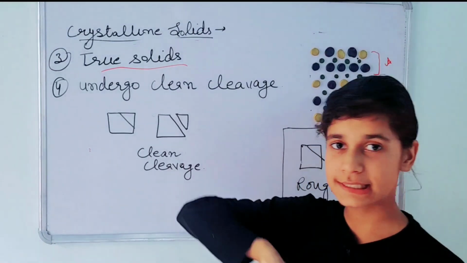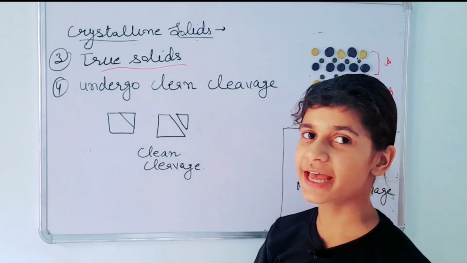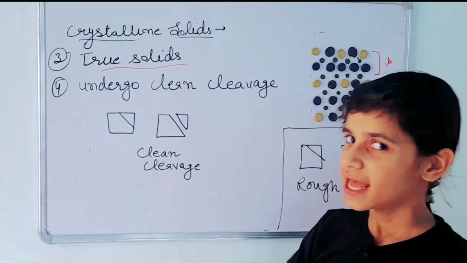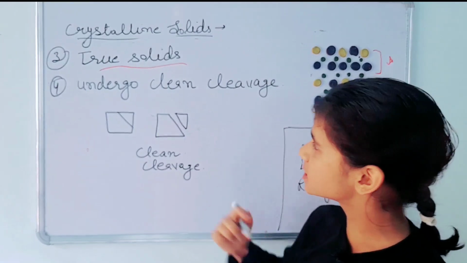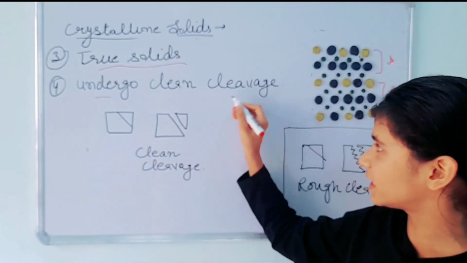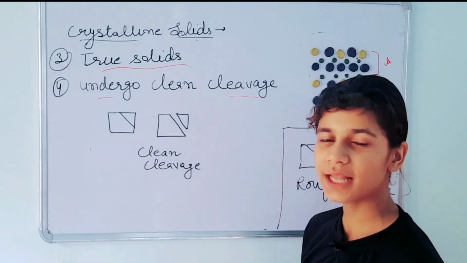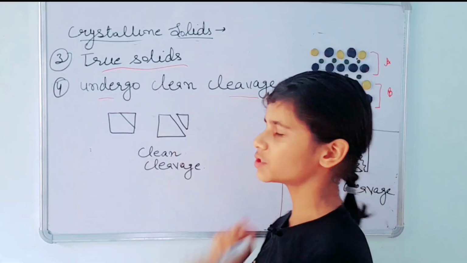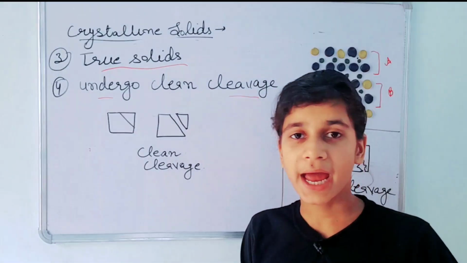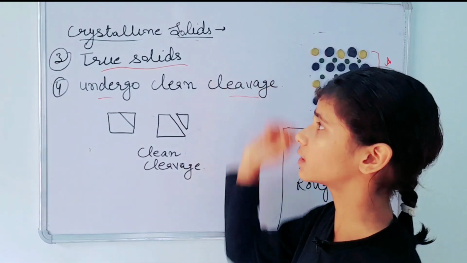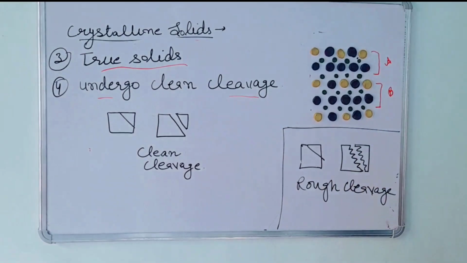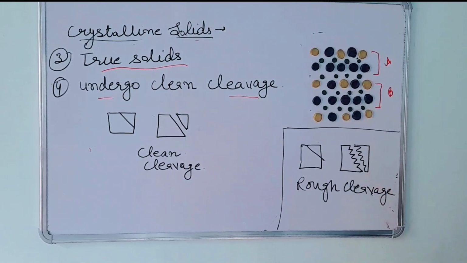Now crystalline solids are also known as true solids, and our next point is that they undergo clean cleavage. Means if we cut a crystalline solid with a knife, it will give us a smooth surface like this figure. And if the solid is not crystalline, then when we cut it with a knife, it will give us a rough surface like this figure.